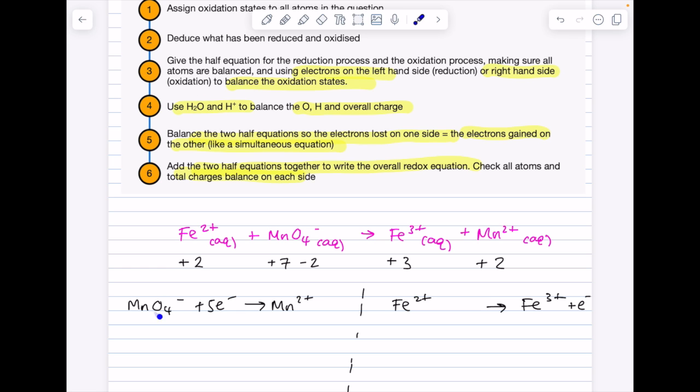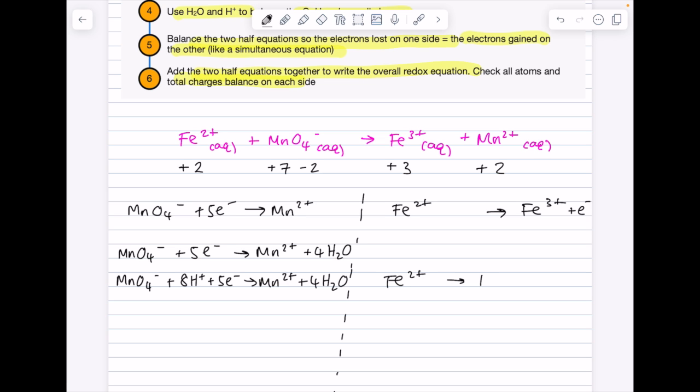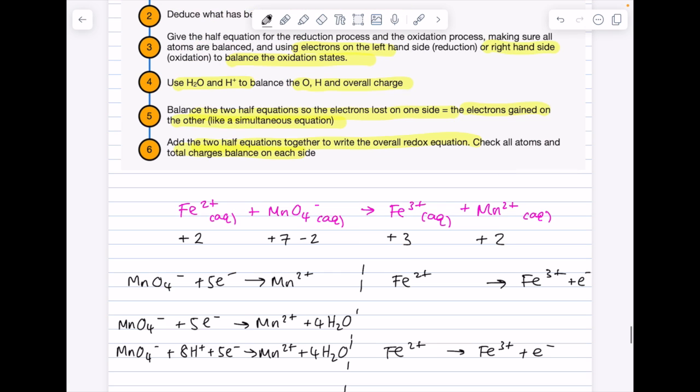ions. So down here we can see 4 oxygens on the left-hand side, none on the right, which means we're going to have to add 4 waters to the right. The problem is now that we have 8 hydrogens on the right-hand side, none on the left, so we're now going to add 8 H+ ions to the left. Happily, we have no such issues here because we've got no extra oxygens or hydrogens. We're getting there now, guys.